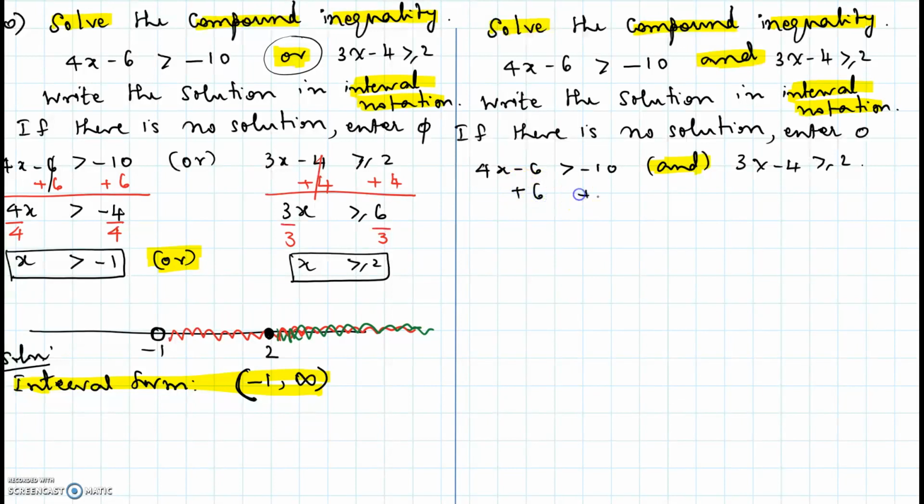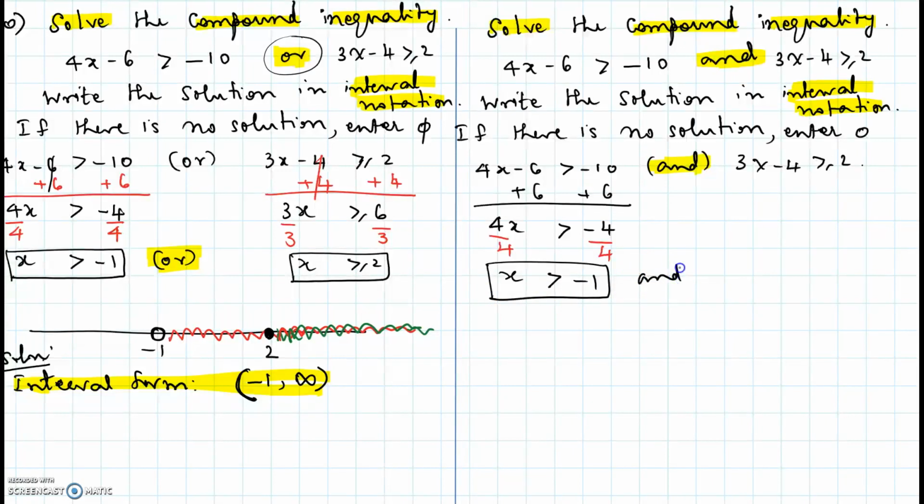So add 6 to both sides. You get 4x is more than negative 4. You divide by 4 on both sides. So you would get x more than negative 1. That is one part of the solution. Then remember, you are going to connect this one with the and compound statement. So do this one separately. This inequality is solved: 3x more than or equal to 6. Divide by 3 on both sides. That would give x more than or equal to 2. Up to this part, it's exactly the same as the previous problem, number 10.